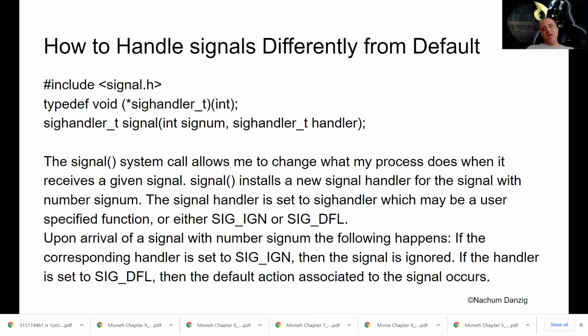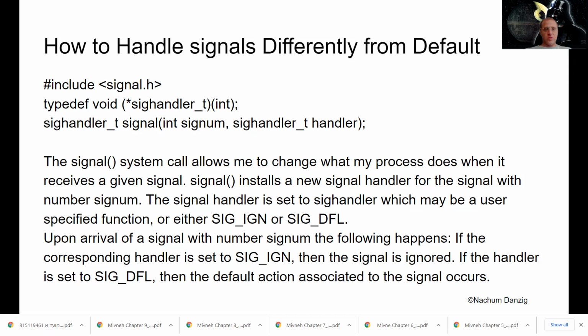Our topic is going to be how to block and how to handle signals differently from the default, like I just described that you could do. How do you do that? We have something called a signal handler. I'm going to explain to you two different methods for how to do this.